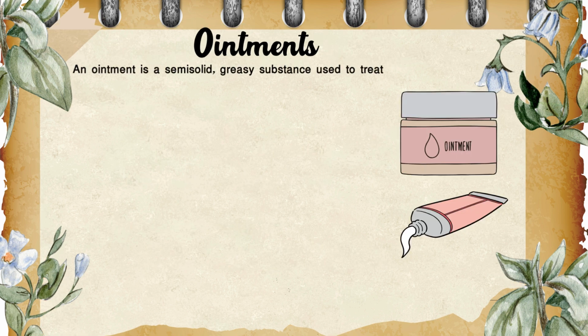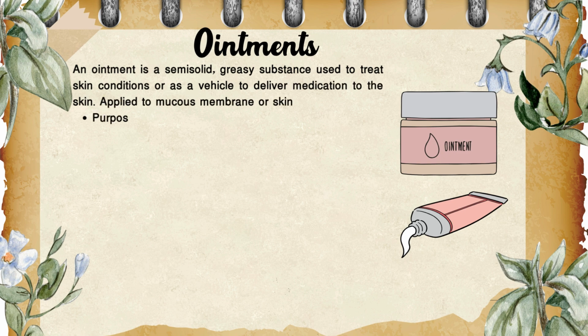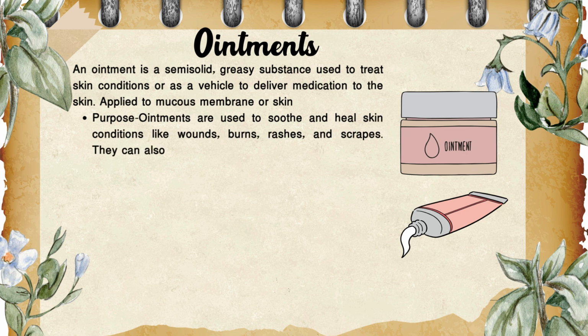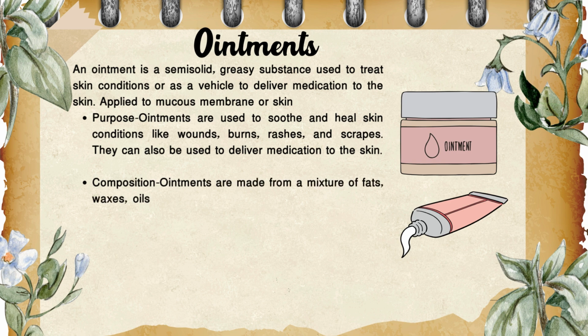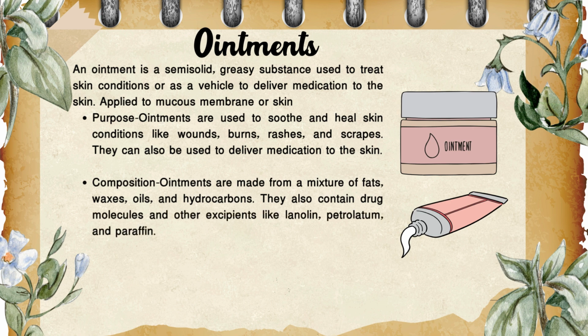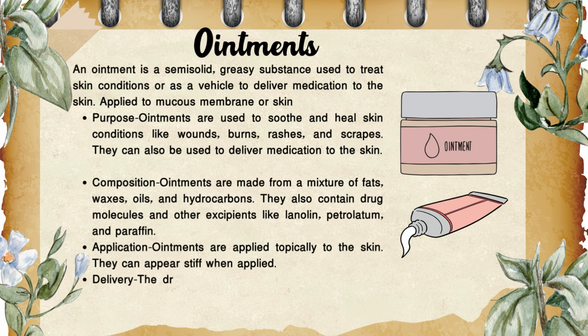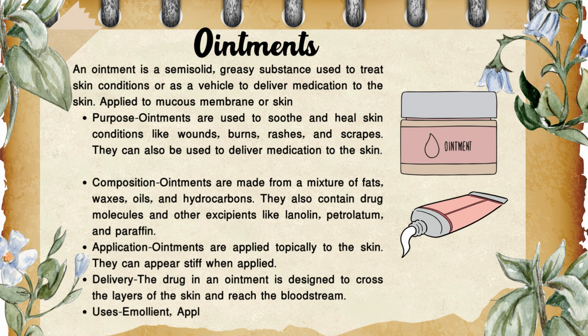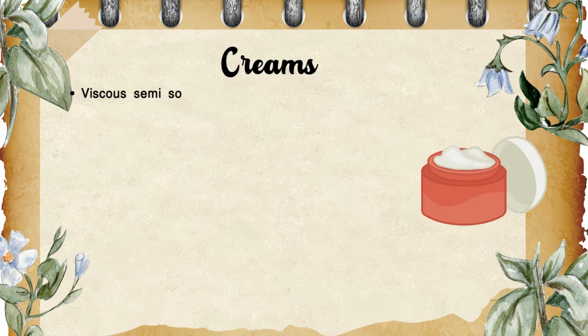Ointments. An ointment is a semi-solid greasy substance used to treat skin infections, applied on mucous membrane or skin. The purpose of ointments is usually to heal the skin, such as wounds, burns, rashes, and scrapes. Ointments are usually made up of fats, waxes, oils, and hydrocarbons. Applied generally topically to the skin, they can appear stiff when applied.